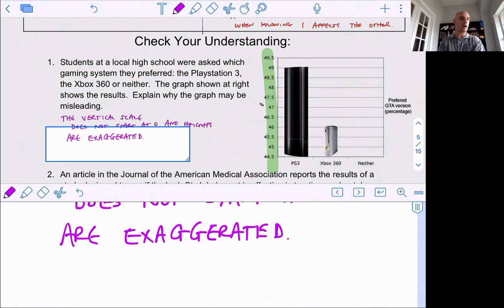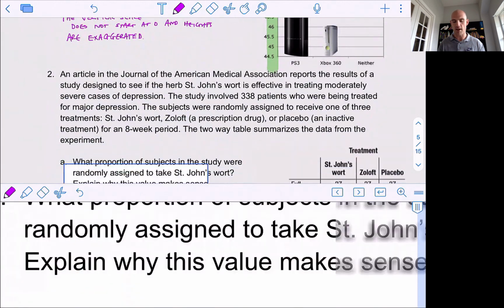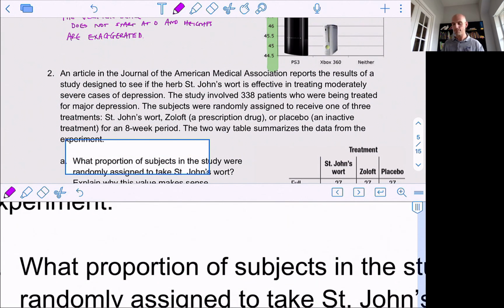Okay. The neither group is 0%. And we really don't want pictographs like this. They're sort of deceptive, and it makes it look like the PlayStation 3 is a bunch wider than the Xbox 360. There's a lot of problems with this graph, so you can answer that in a bunch of different ways.